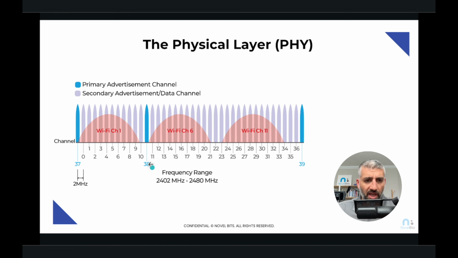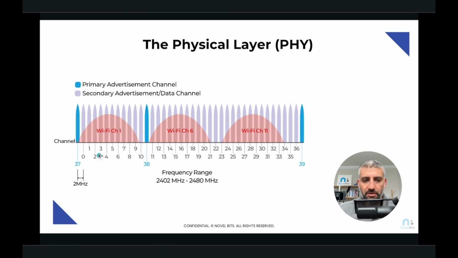And you'll see here that they are placed strategically in the spectrum to avoid the most common Wi-Fi channels, which are 1, 6, and 11. So you'll see that they're spaced apart in a specific manner where they are trying to avoid the most common Wi-Fi channels, 1, 6, and 11.